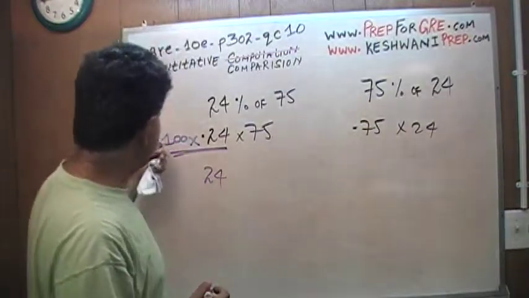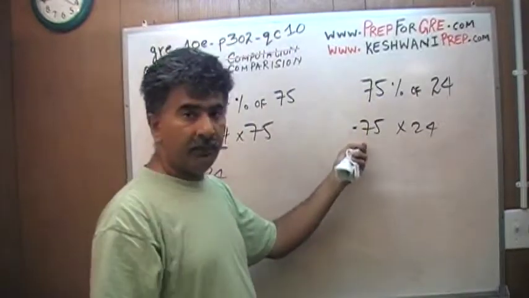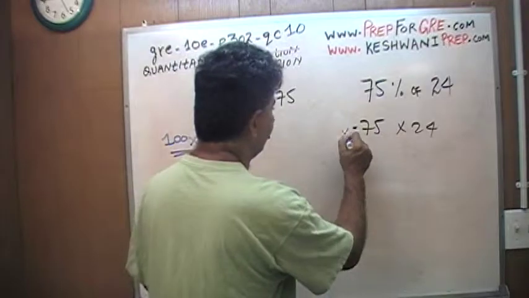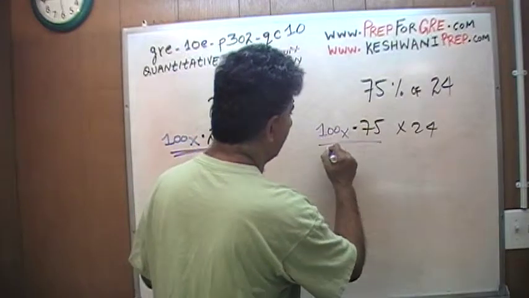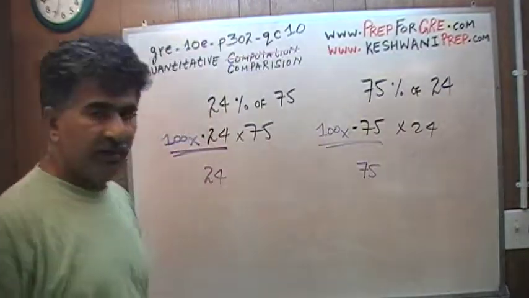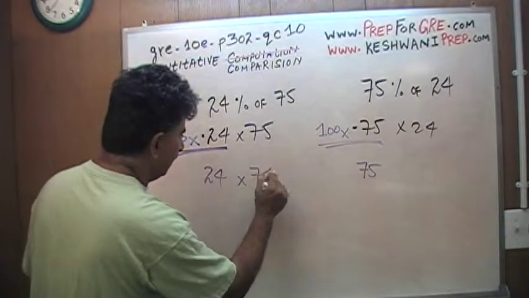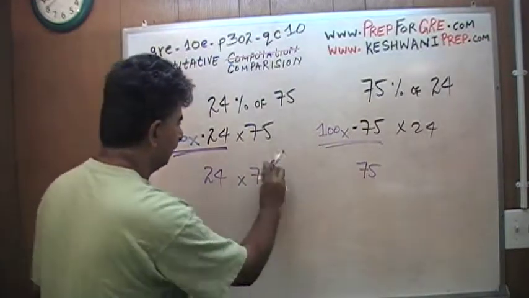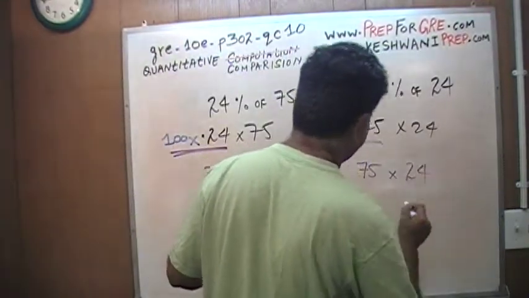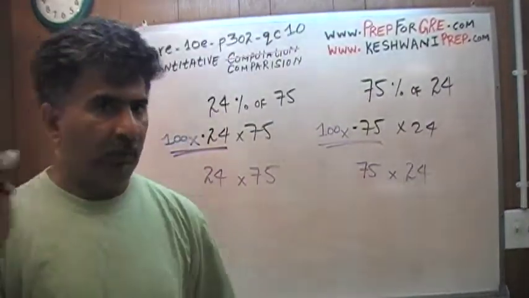So I'm going to do the same thing. Since I multiplied this 0.24 by 100, I'm going to multiply this side by 100, which is just as well, because by multiplying 0.75 by 100, I can get rid of the decimal. So 100 times 0.75 is just 75. Now, are you quick enough to tell me which quantity is bigger? 24 times 75 or 75 times 24?